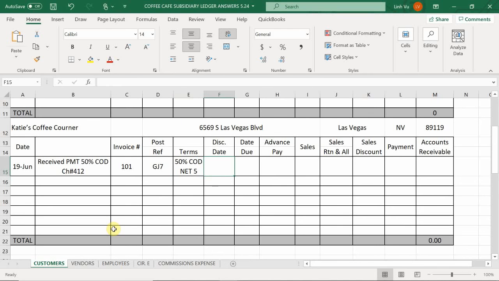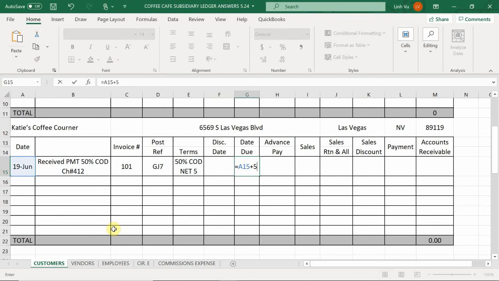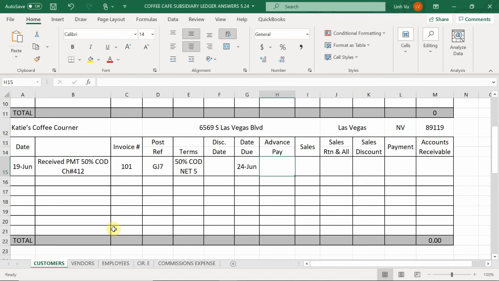Okay. So therefore, was there a discount due date? No, right? We didn't give her additional percentage of discounts on top of that. So in this case, it was just 50% down. So in this case, what is her due date? June 24. June 24th. Okay. Was there an advance payment?